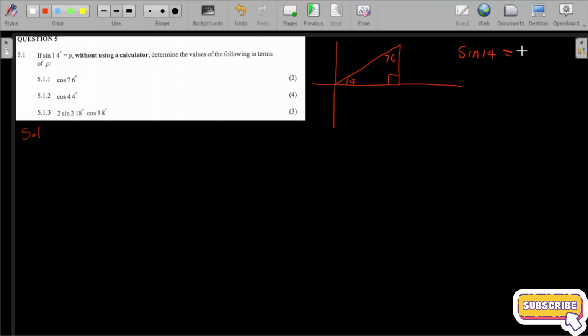Now we have sine 14, and this sine 14 is equal to p over 1. Now remember, sine is opposite over hypotenuse. So my opposite in terms of this is p, and this is going to be 1 as the hypotenuse side. Now I have to find this side x, which is my adjacent side.